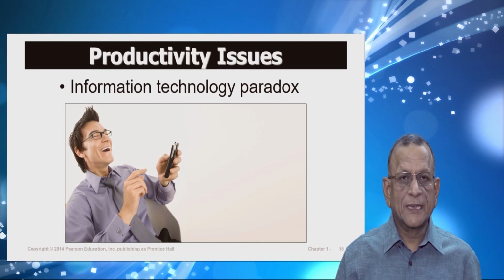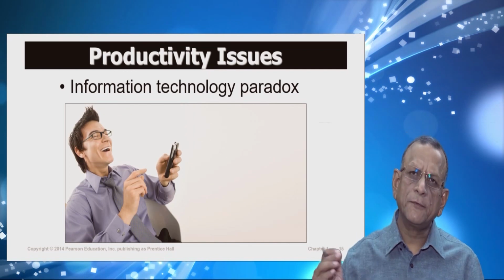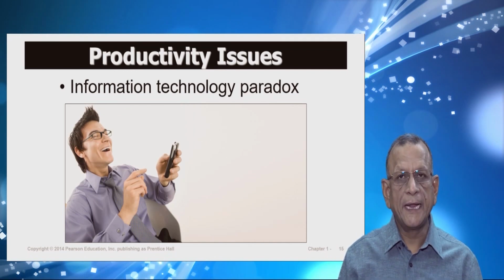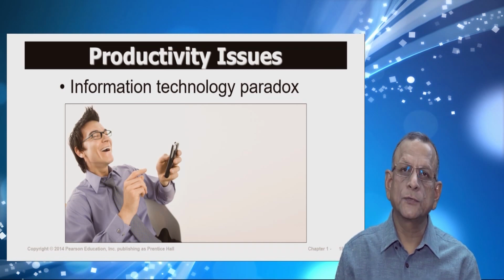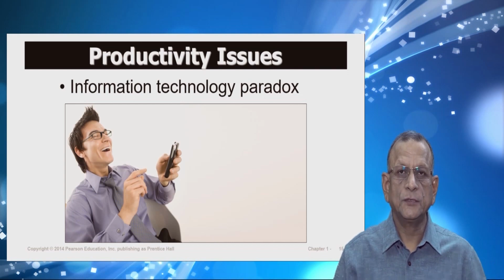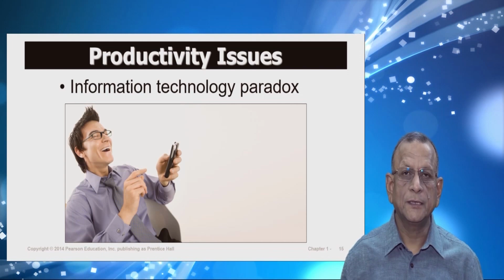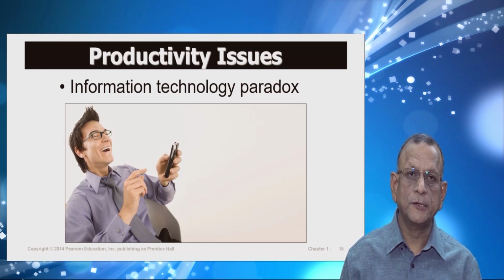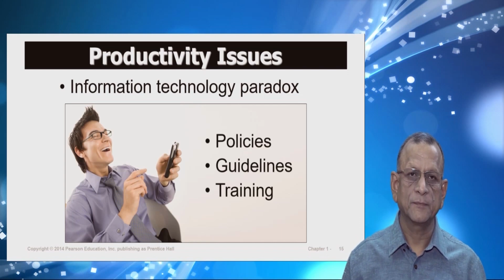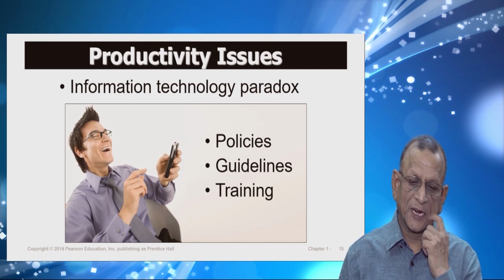Friends, there is something known as the information technology paradox. What is this paradox? A lot of information is available. The challenge for us is to find the appropriate, usable, suitable information and use it. So the challenge is to filter this information and find the real, meaningful, authentic information. This is known as the information technology paradox. How can we handle it?